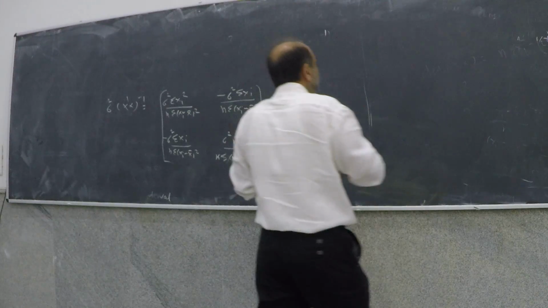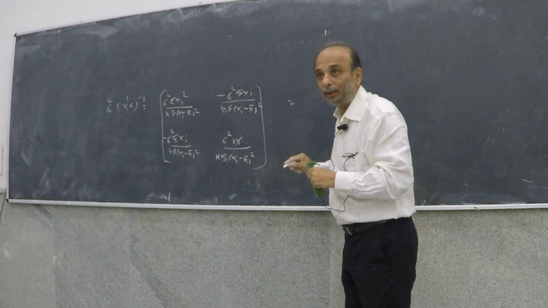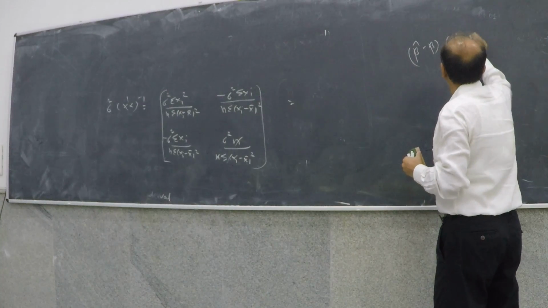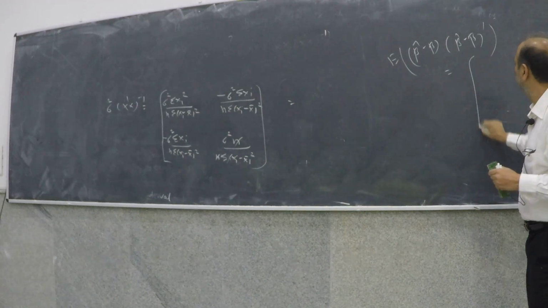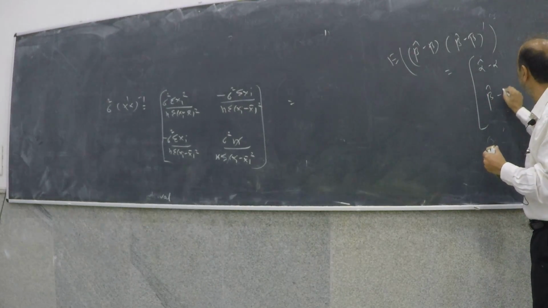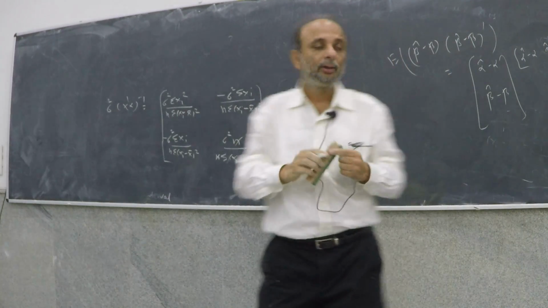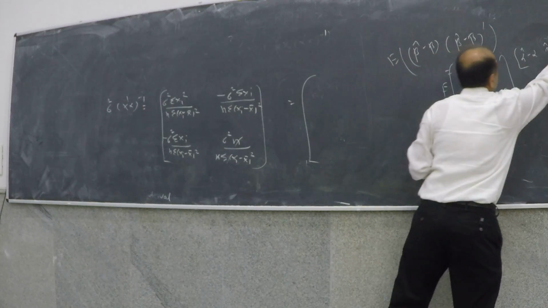right? But what is beta hat minus beta into beta hat minus beta transpose? Now let's understand what that matrix is. Beta hat minus beta into beta hat minus beta transpose is equal to alpha hat minus alpha, beta hat minus beta, into its transpose. And remember, we are taking expected values of both sides, the expected value of this whole thing.